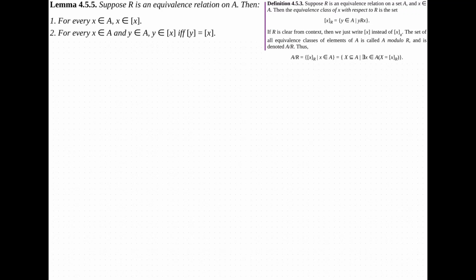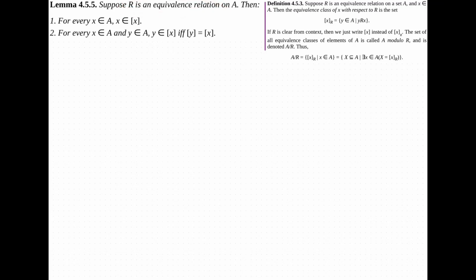Before proving our main theorem, we need a lemma. Suppose R is an equivalence relation on A. If x is in A, then x is in the equivalence class of x, and this holds for every x in A. One note: so far we have been using the notation equivalence class with a subscript R to refer to the equivalence relation R. When R is clear from context, we just drop it. So in this case, bracket x is the equivalence class of x with respect to the equivalence relation R.